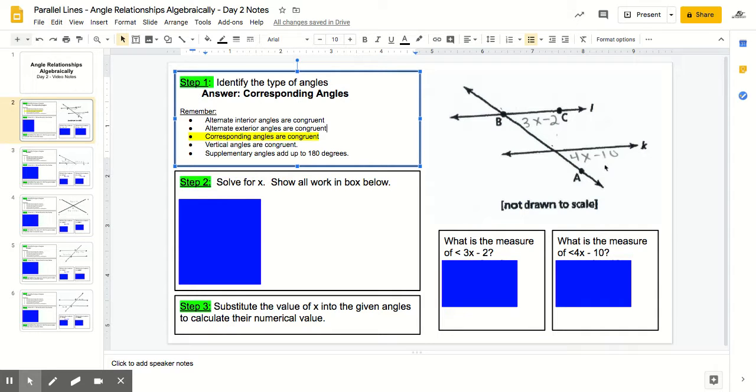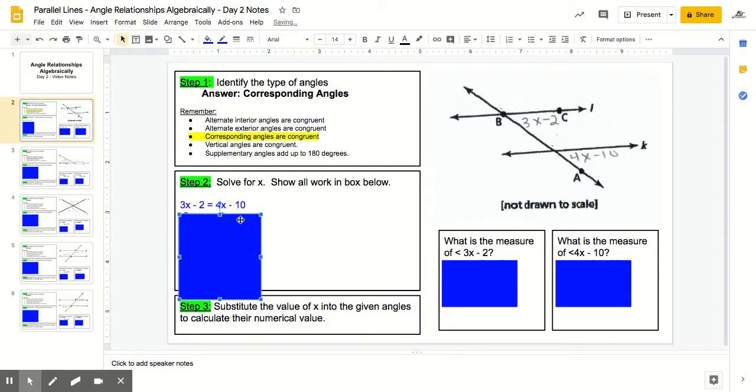So I'm going to set them equal to each other in an algebraic equation, which means I'm going to have one angle on one side of the equal sign and the other angle on the other side of the equal sign. Now I have to simply solve this equation. In this equation, we have variables on both sides of the equal sign. So our first step is to get all the variables to one side of the equal sign. So I'm going to move this 3x over to this side. So I'm going to subtract 3x on both sides of the equal sign.